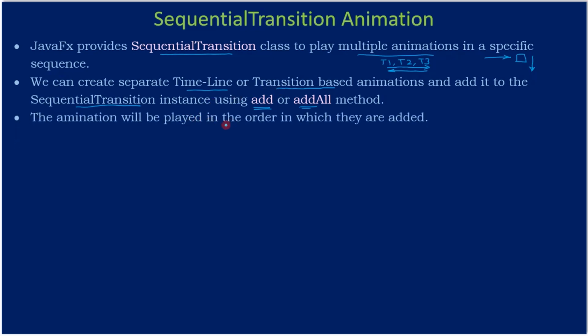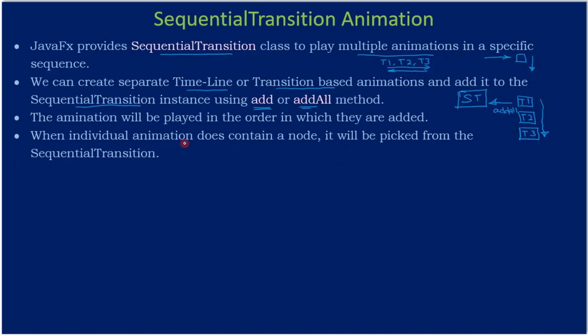The animations are played in the order in which they are added. So that means here we are talking about T1, T2, right? We will create a SequentialTransition, and after that you will add, first, T1. So if this is the sequence, you are adding the animations using the addAll method, or you can also use the add method. Then the SequentialTransition will play the animations in the same order in which they were added to it, right? T1 is added first, so T1 will be played first.